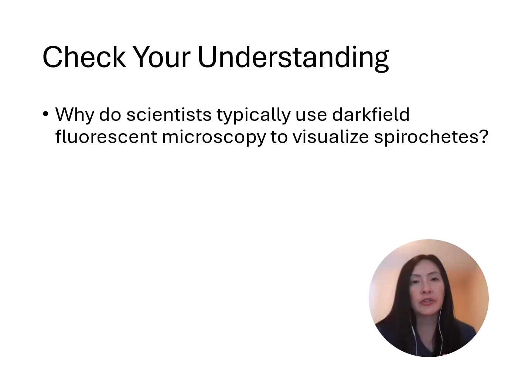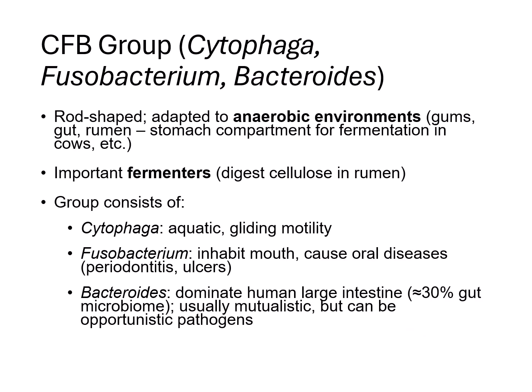For our spirochete checkpoint, remember that we usually use dark field microscopy to see spirochetes because they're so thin, right? They're very thin, long, spiral-shaped bacteria, making them difficult or maybe even impossible to see clearly with a conventional gram-stained bright field microscope. The next group is the CFB group, and this includes Cytophaga, Fusobacterium, and Bacteroides.